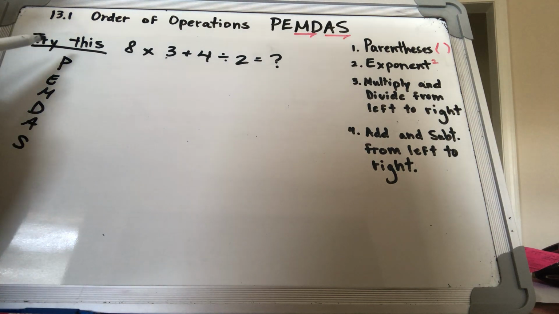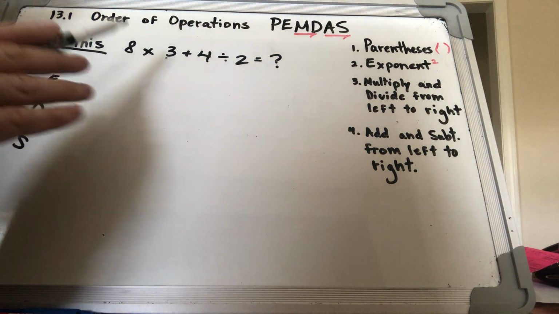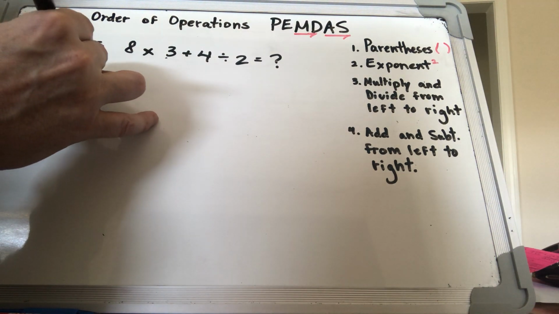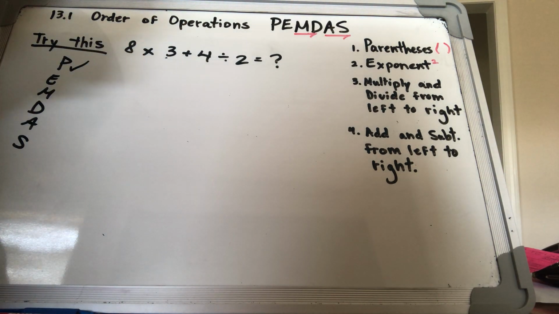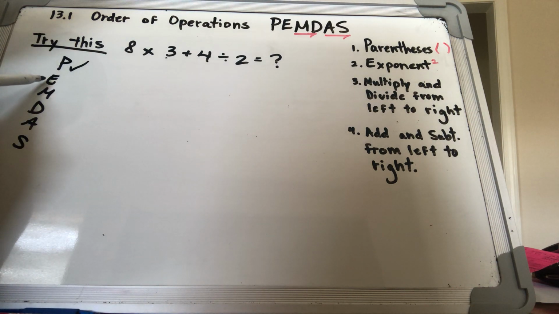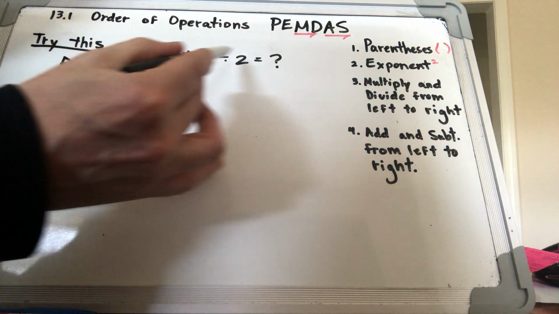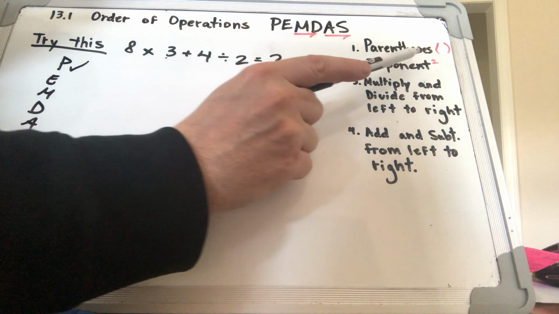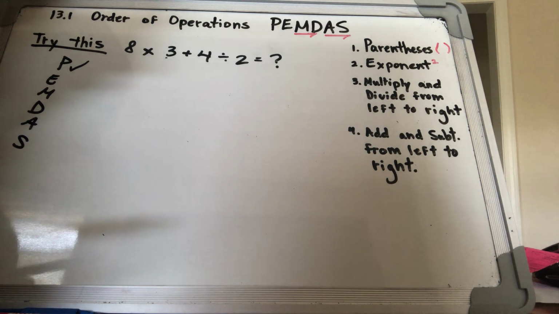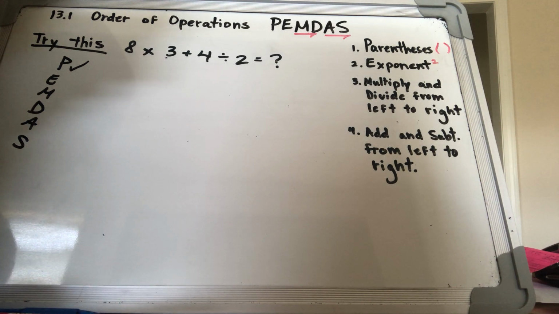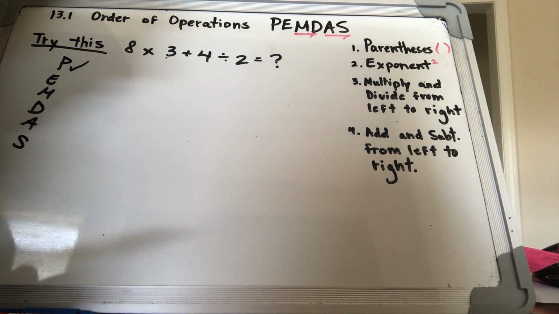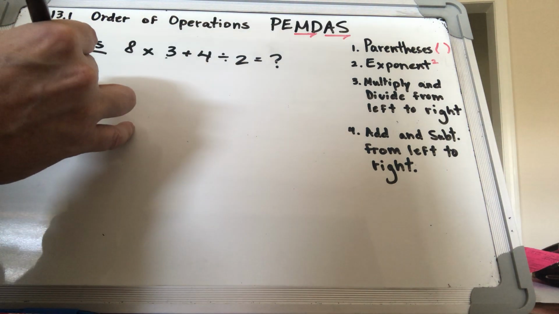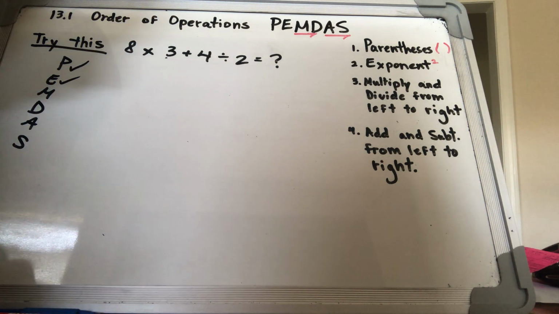The first thing I need to do is the P step. So I have to look. Is there any parentheses? Nope, there's no parentheses. I finished that step. Now I have to follow up with the next one, which is exponents. Do I see any exponents? Remember, exponents are the little numbers in the air that tell you how many times to multiply a number. We see it when we do volume and area with squared and cubed. There's a little 2 or 3 in the air. Those are called exponents. When I look over here, there's no exponents. Okay, I finished that step. I didn't have to do anything.